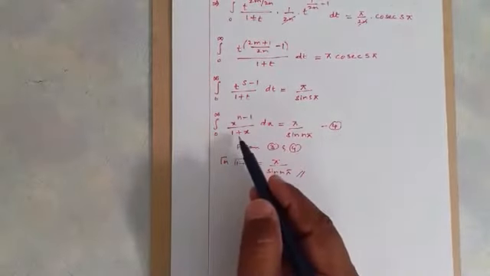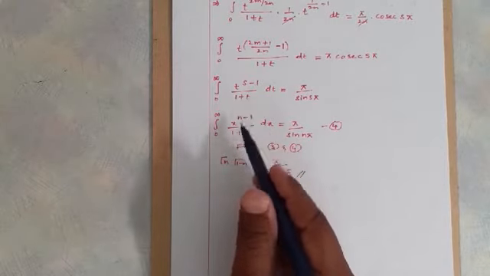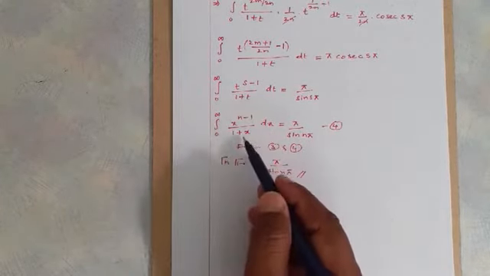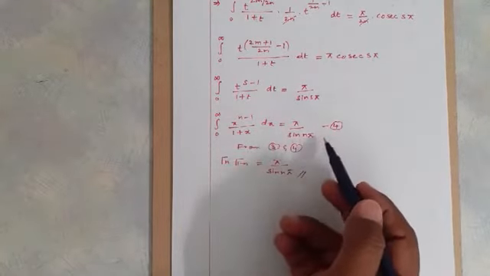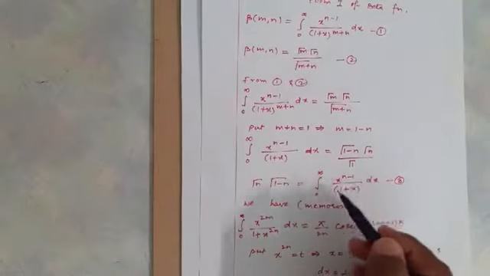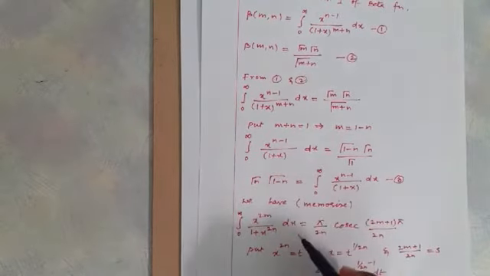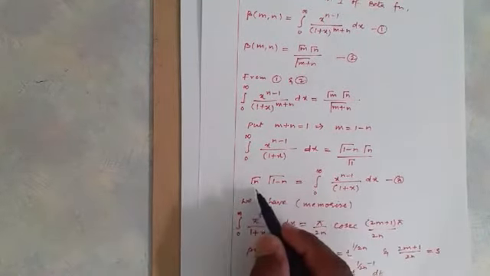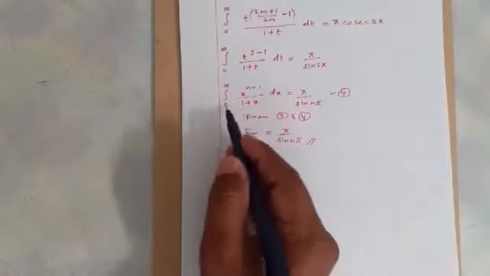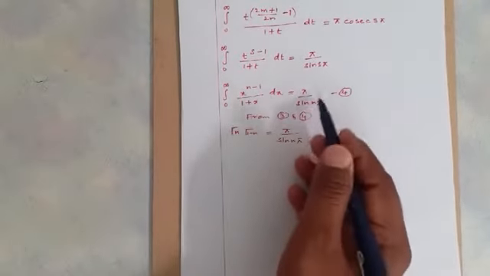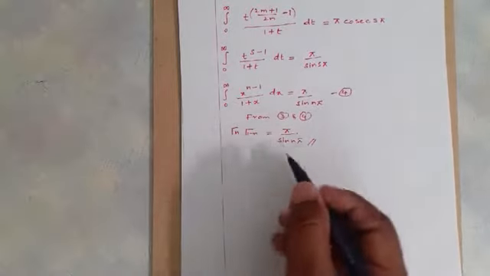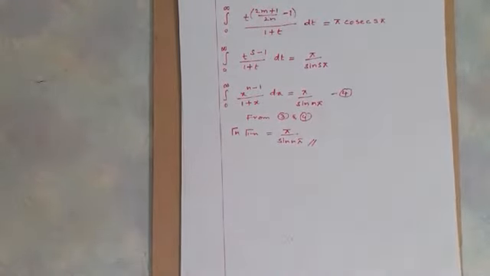Then from the property of definite integral, the t function changes to x, so integral 0 to infinity x power n minus 1 by 1 plus x dx is equal to pi by sine n pi. We take this as equation 4. From 3 it is nothing but gamma n into gamma 1 minus n. So from 3 and 4, in the place of integral 0 to infinity x power n minus 1 by 1 plus x dx, we write pi by sine n pi. Hence proved. This is the result of the given theorem.